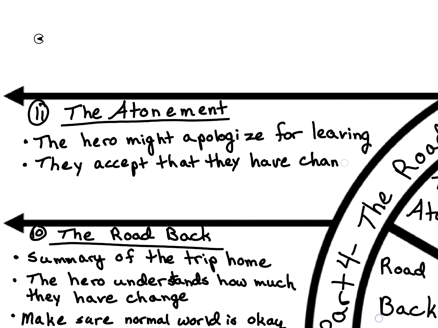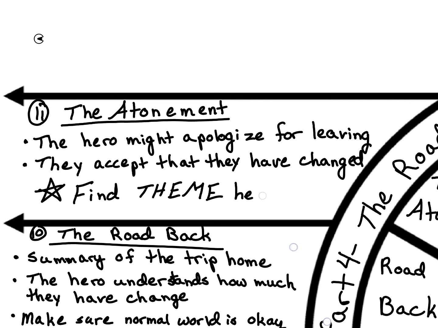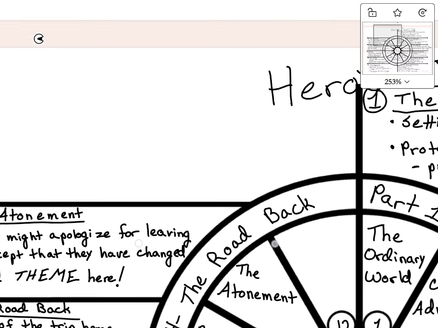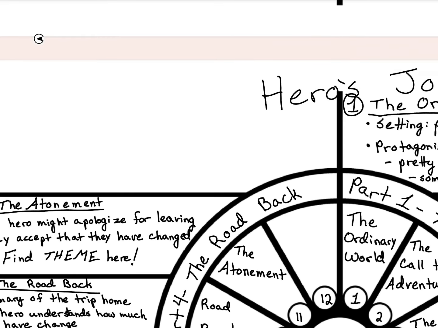But this is also the point where they accept that they have changed. This is the part where they are most likely to learn their lesson. So I would put a little star, and I would put find theme here. Because remember, a theme is a lesson that the character must learn. Whether or not you learn it is up to you, and whether or not the lesson was a good lesson to learn. But the character must learn a lesson. And this is the point where that lesson is learned.